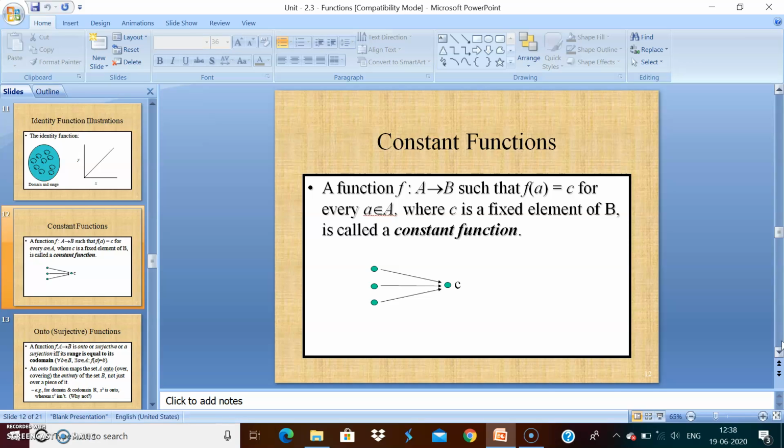Next is the constant function. Let A, B be non-empty sets. A function f from A to B such that f(a) equals c for every element a belonging to A, where c is a fixed element of capital B, is called a constant function. Here 1 to c, 2 to c, 3 to c. That is a constant function.